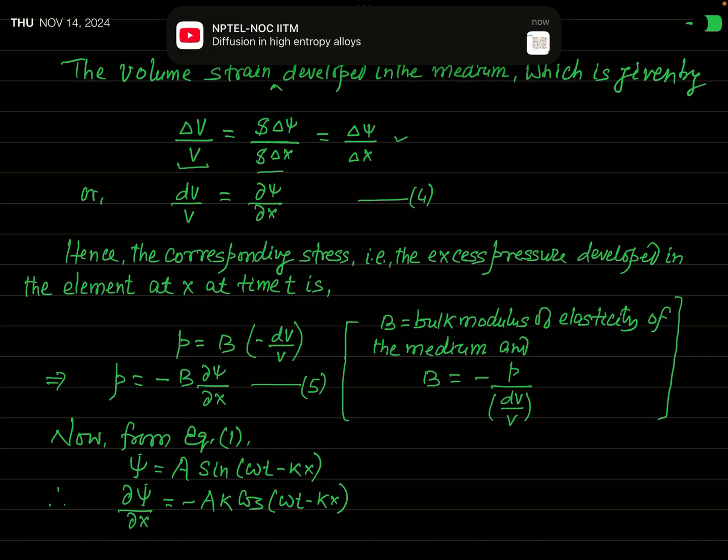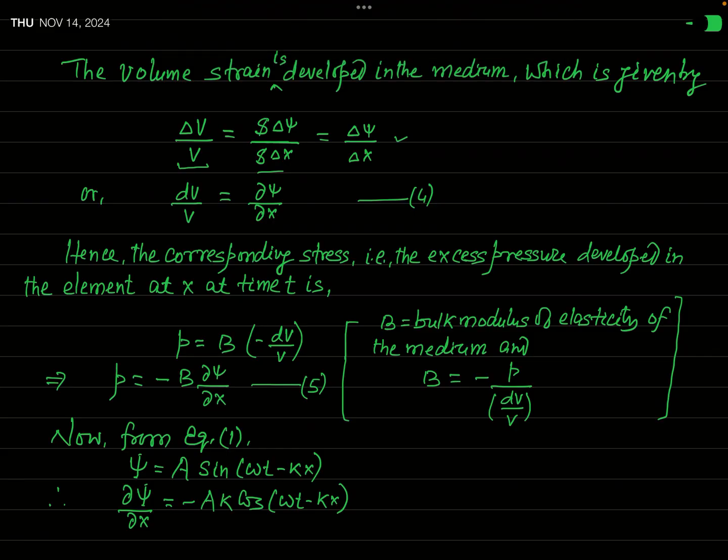Now if you consider that the element is infinitesimally small and the displacements suffered by the sections A and B are also infinitesimally small, in that condition we can write this equation in differential form. Instead of delta V, we can write dV, and instead of delta psi by delta x, you can write del psi by del x. Here I have not written d psi by dx.